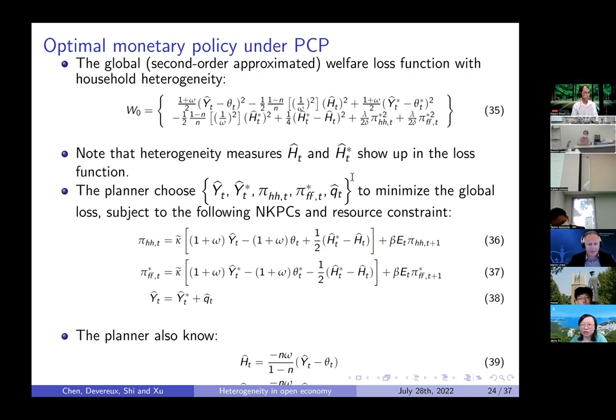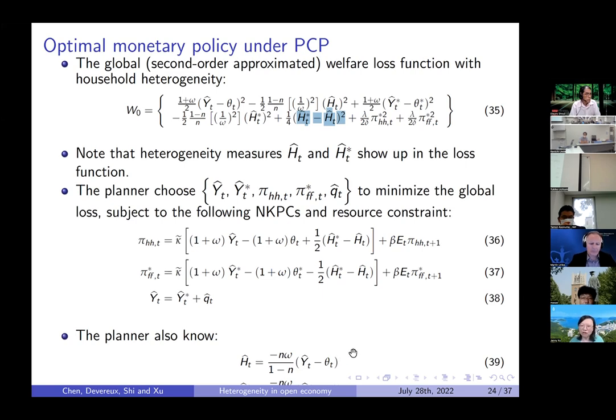So you can see that we use a second-order approximation to get the welfare loss function with household heterogeneity. You can see very clearly that this HT term is going to show up in the loss function. So this implies that heterogeneity is going to affect the loss function in the open economy. The planner is going to choose this variable to minimize the global loss, subject to the Keynesian model.